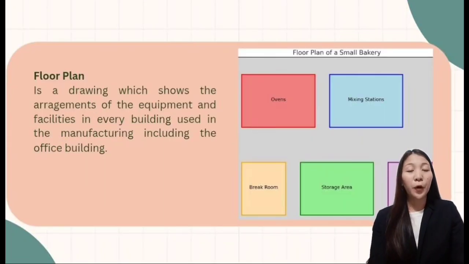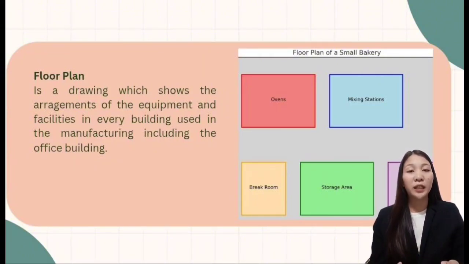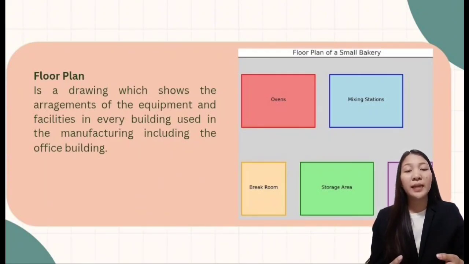When we say floor plan, it is the drawing or layout which shows the arrangement of the equipments and facilities in every building in manufacturing, including the office building. For example, here in the picture, it shows the example of a small bakery floor plan which shows the placement or the location of each area. For example, the oven, the meeting room, the packaging room, or the break room.